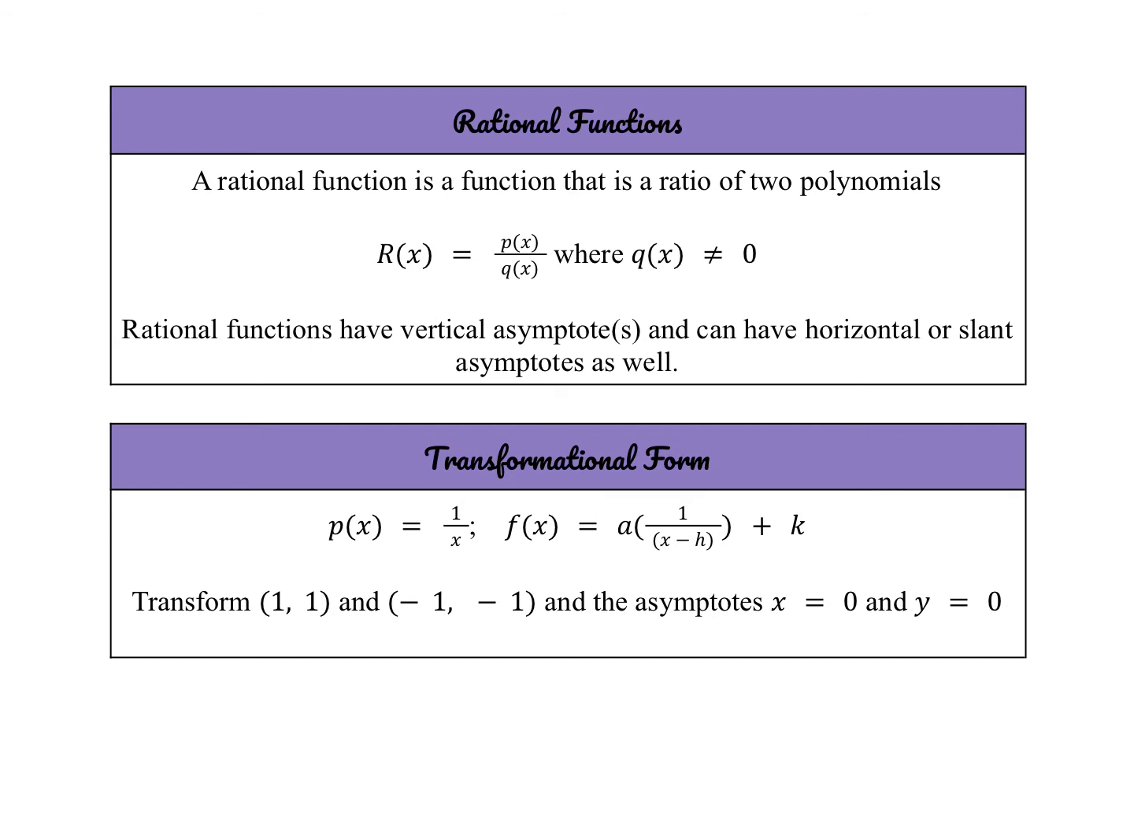So really what we're going to do is transform the points (1, 1) and (-1, -1), which you saw were two coordinates from our warm-up. And we're also going to transform the asymptotes from our warm-up, x equals 0 and y equals 0, in the same way that you would transform coordinates. And then we can graph just using those rules of transformations.